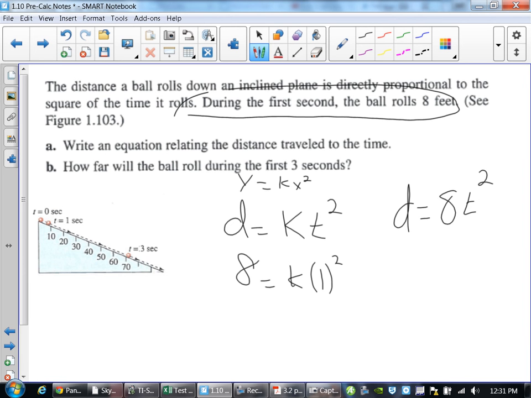So if you want to figure out how far it rolled in the first 3 seconds, you put 3 in for t. So this is going to be 8 times 3 squared. So the distance would be 72. I think this is in feet, right?